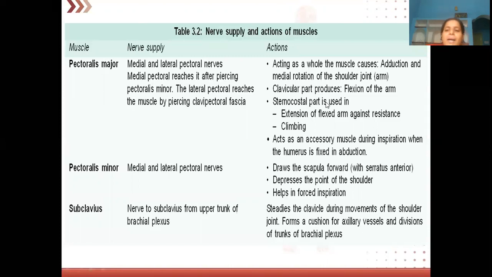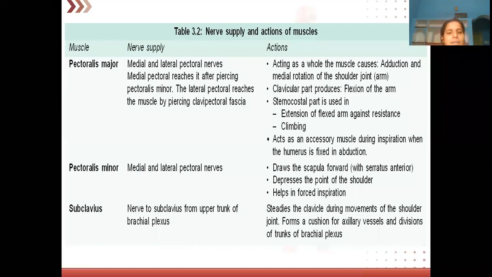So the clavicular part itself will bring about flexion. Then the sternocostal part is bringing about extension. It is chiefly a climbing muscle. It also helps in inspiration. Pectoralis minor draws the scapula forwards. Okay, forwards is something like this. And it also depresses the point of the shoulder.